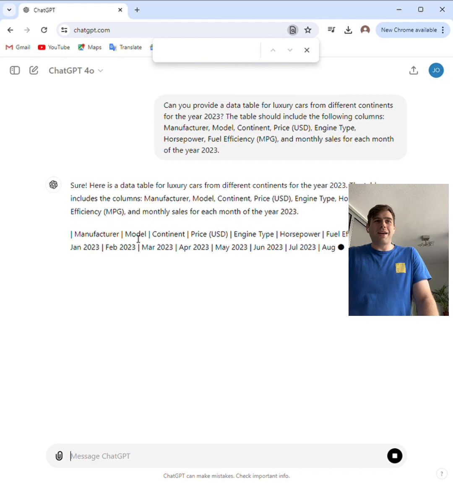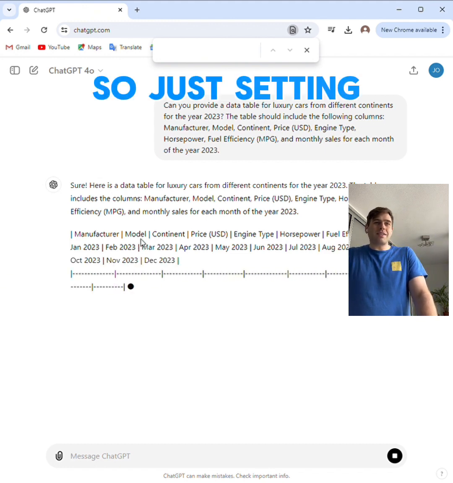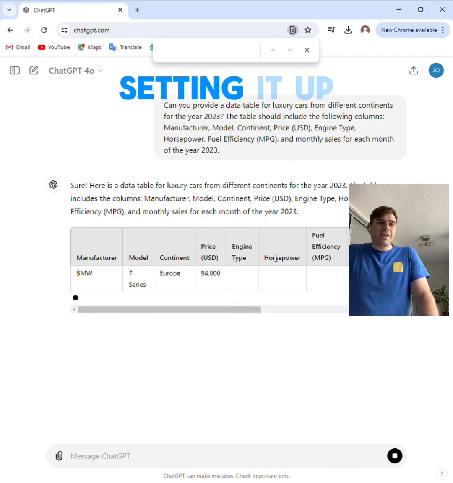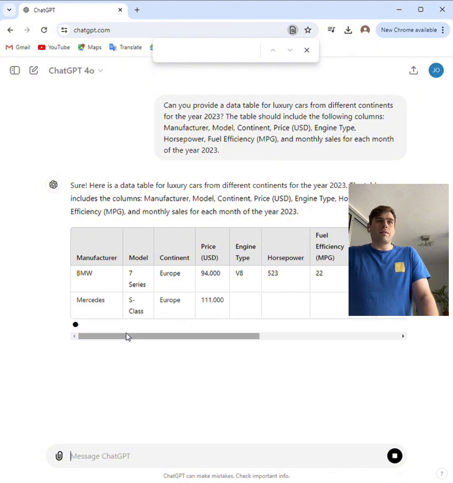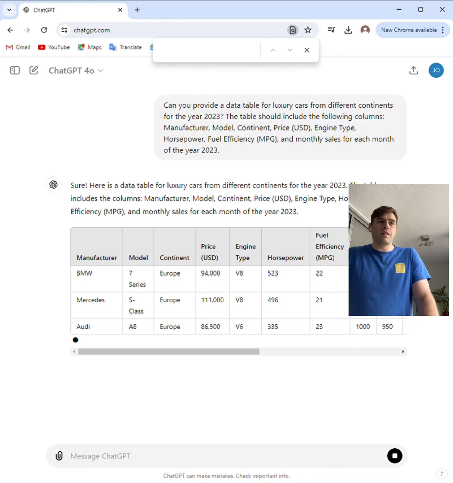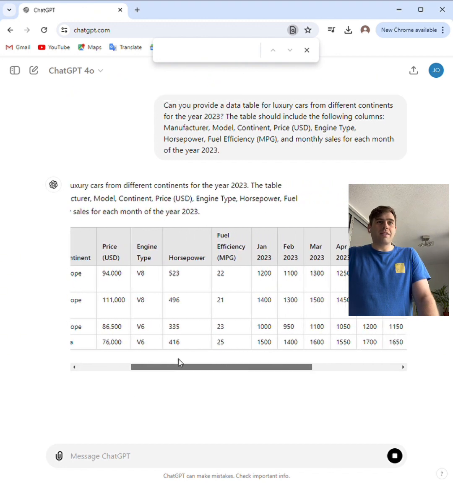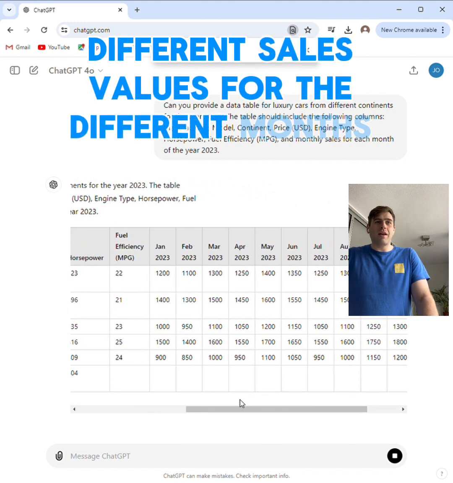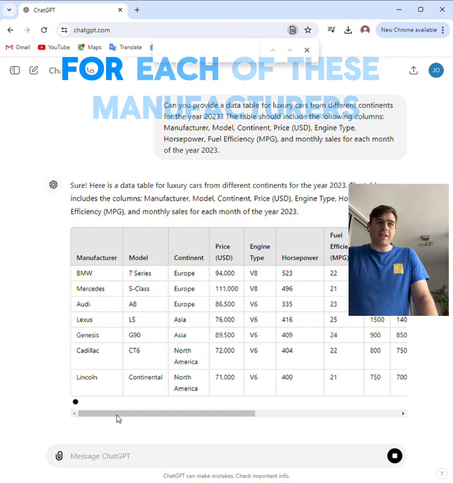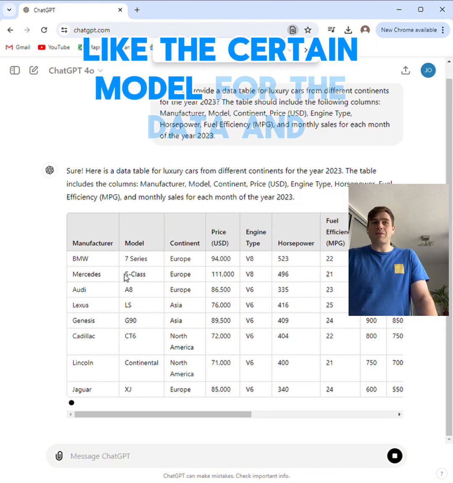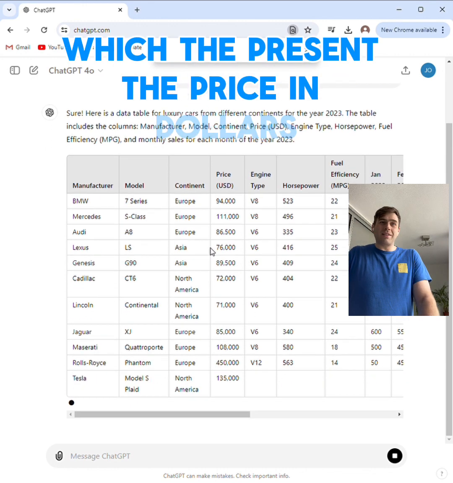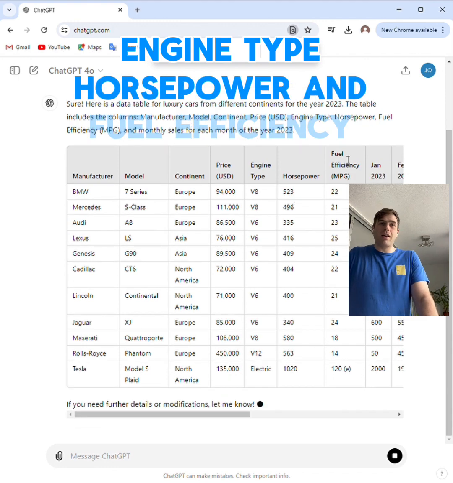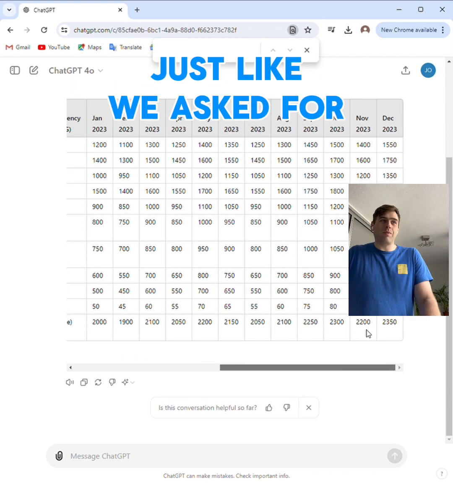So here we go. It's just setting it up. And we see the different sales values for the different months of the year for each of these manufacturers, the certain model for the dataset and the continent in which they're present, the price in dollars, engine type, horsepower, and fuel efficiency, just like we asked for.